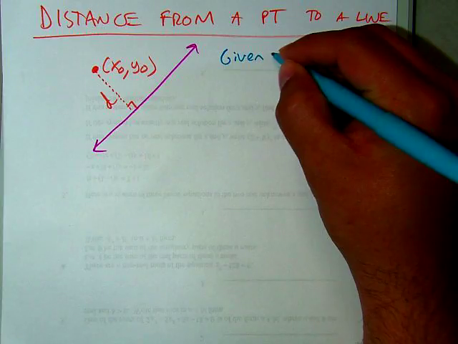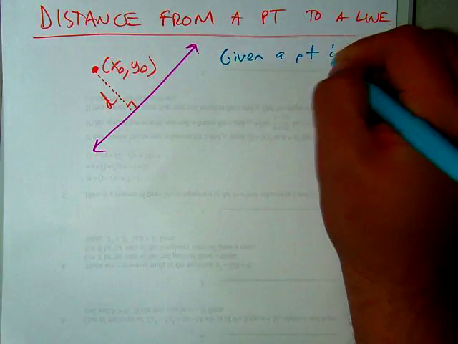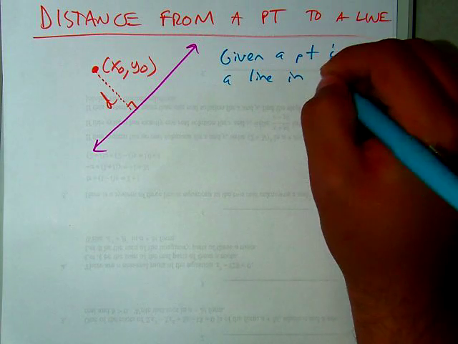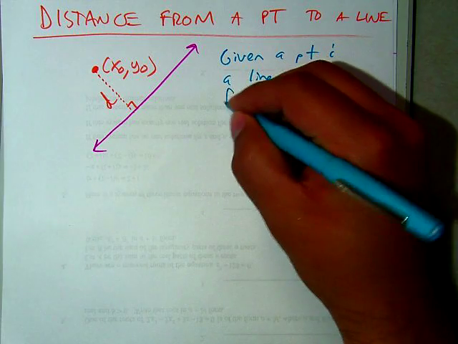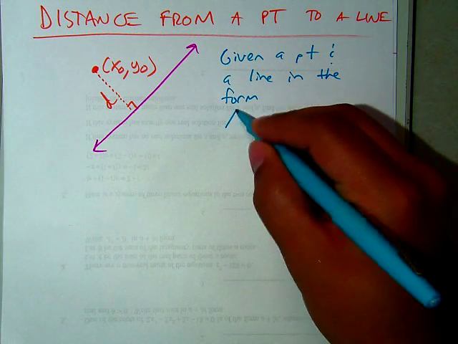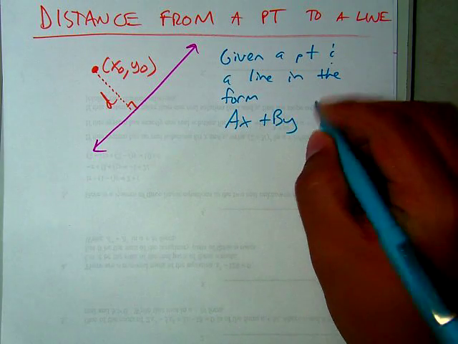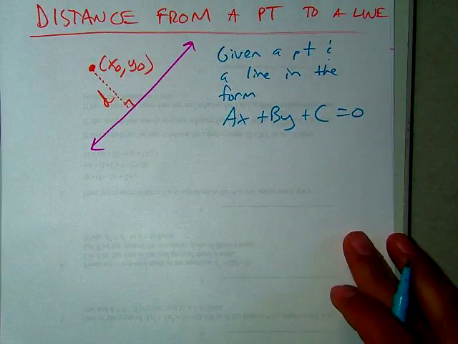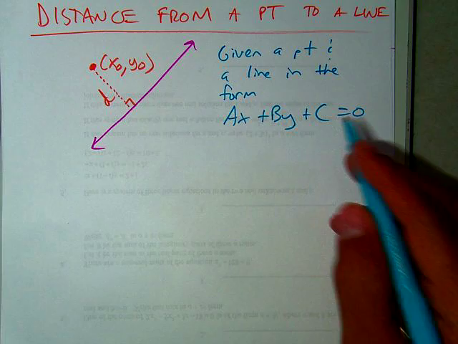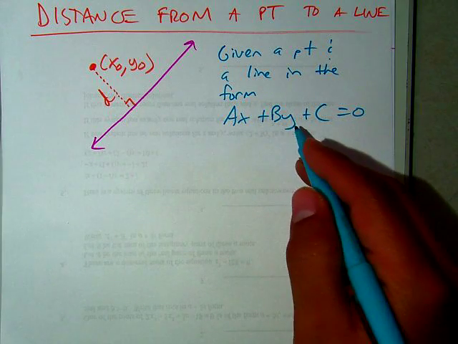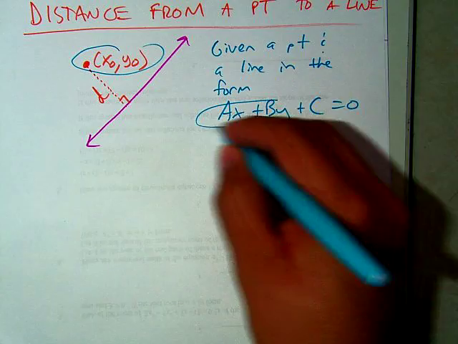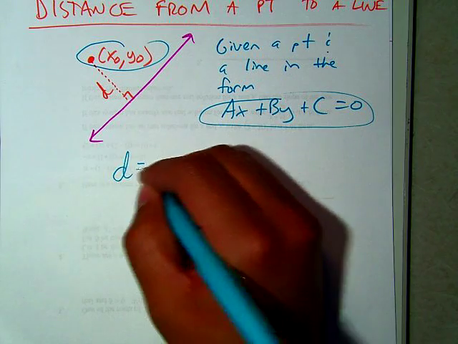You're going to have to be given a point and a line, and the equation of the line has to be in what we call standard form, where everything is set to 0. So ax plus by plus c equals 0. Okay? So if our equation is already in that form, great. If it's not, then the first thing we have to do is move it around so that it's in this format.